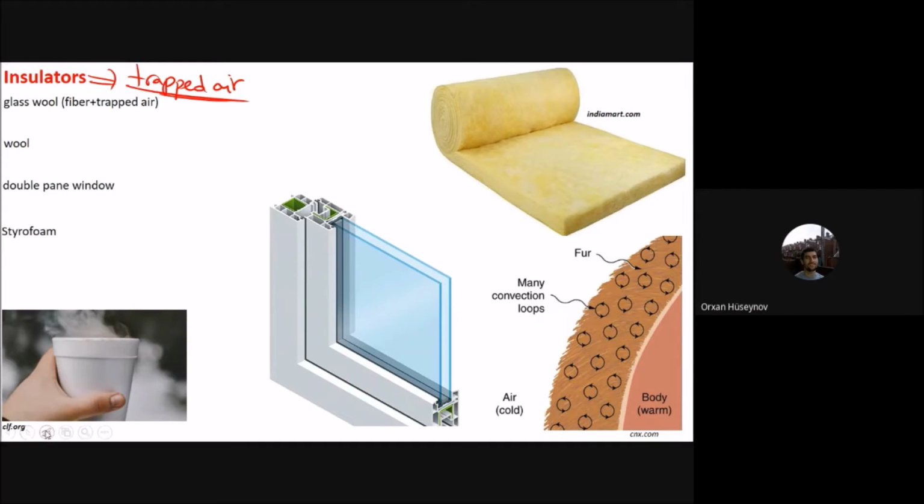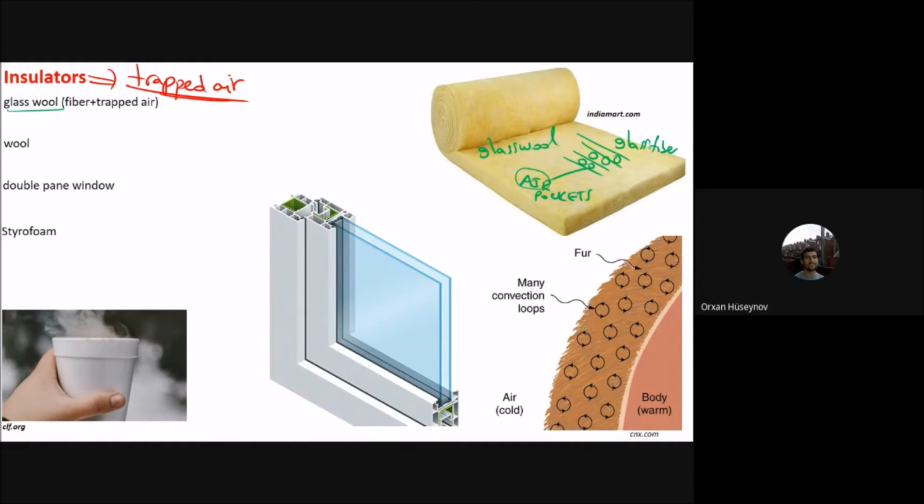For example, this one is the glass wool. In this glass wool, you have the glass fibers, and in those glass fibers, you have air pockets. These air pockets do not allow the heat transfer. They stop it. The glass fiber itself has low conductivity, but the main thing here is the air pockets. These air pockets stop the heat transfer, and therefore it acts as an insulator.